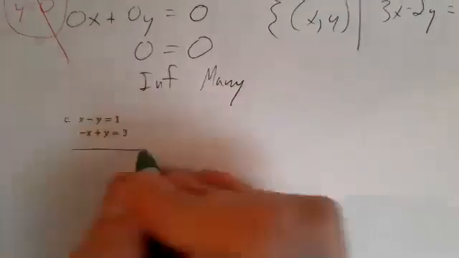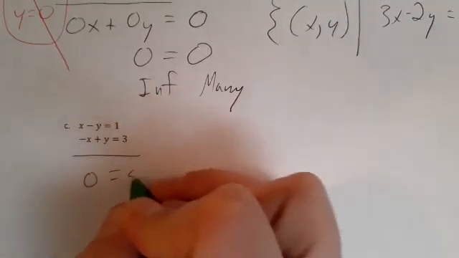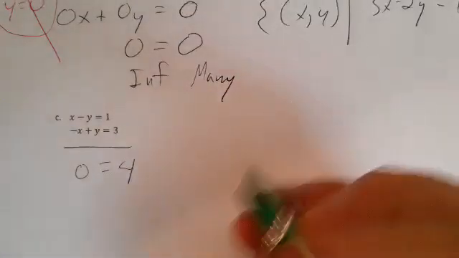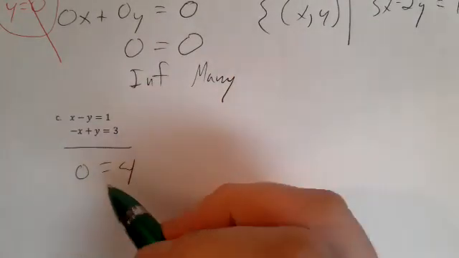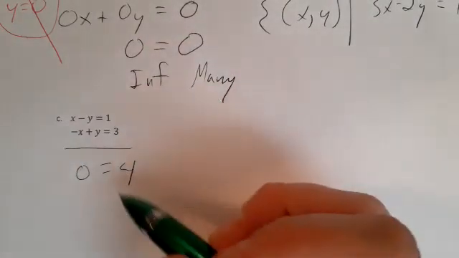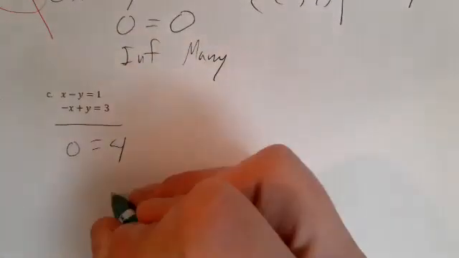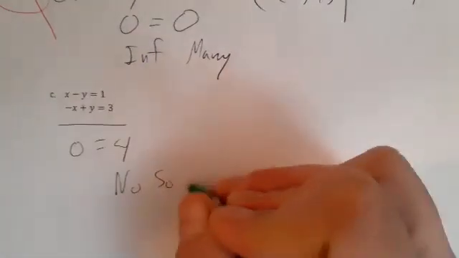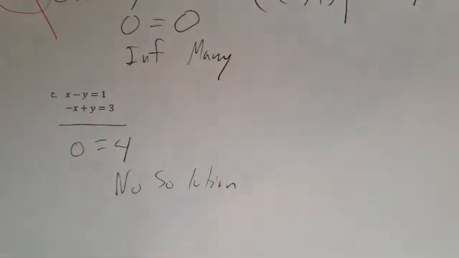And the last one, I think if we add this, we're going to get something like 0 equals 4. And I'm hoping by this point, if you get a true statement, it's infinitely many. If you get a false statement, that means nothing would have worked. That means there's no solution.